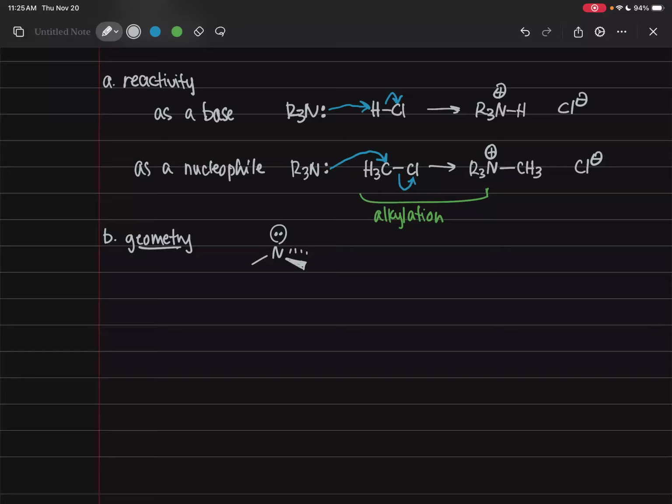And so we have the electron geometry. We've got 4 electron domains, so that's tetrahedral. But the molecular geometry takes into account the fact that one of those electron domains is a lone pair. And so the molecular geometry is trigonal what?